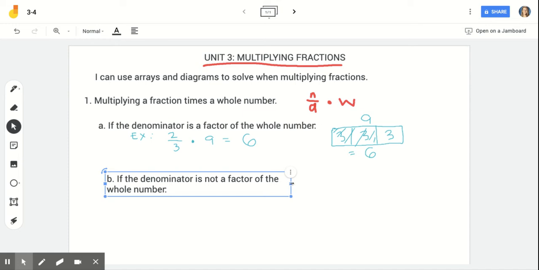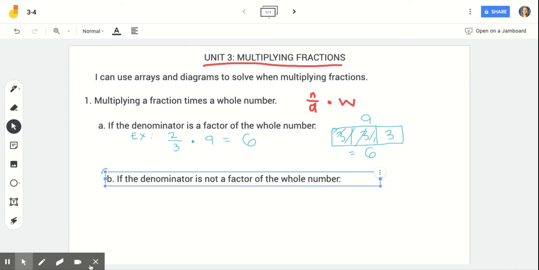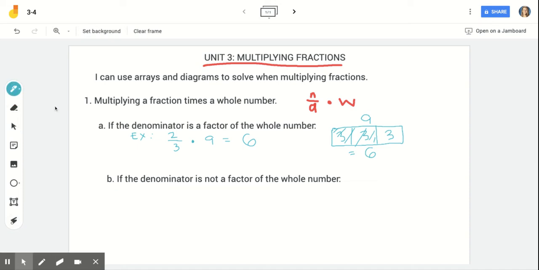We're going to draw a diagram. So go ahead and write out that sentence. That's B. Here's a different scenario. And again, if you need to pause, go ahead and do so. Here's an example.